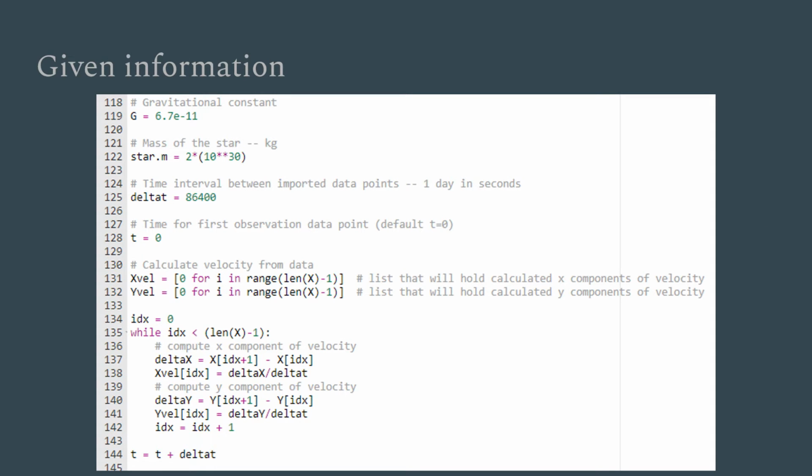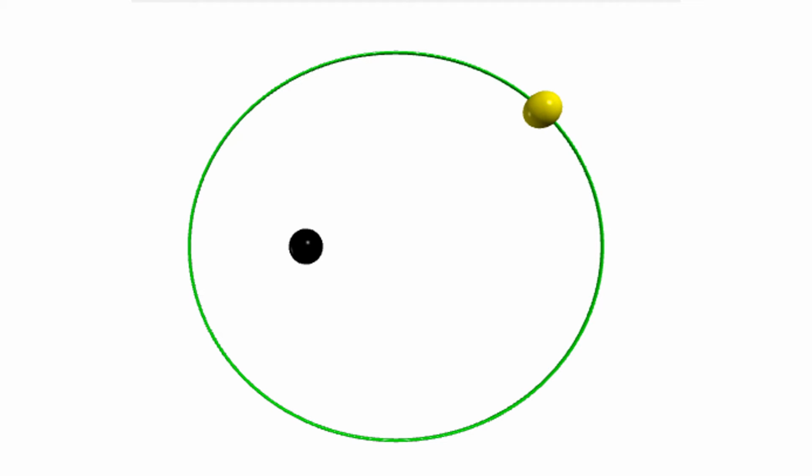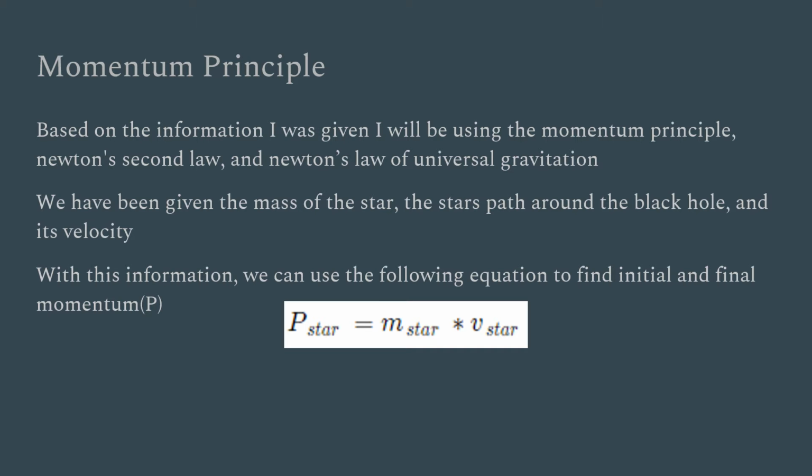And here's the information I was given: the gravitational constant, the mass of the star, that delta T is 1 day in seconds, and here is the model I was given. Based on the information I was given, I have chosen to use the momentum principle, Newton's second law, and Newton's law of universal gravitation.